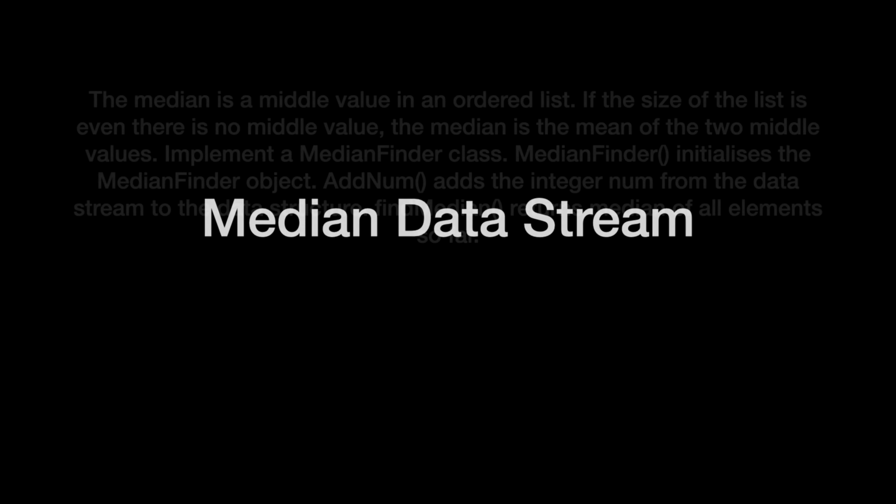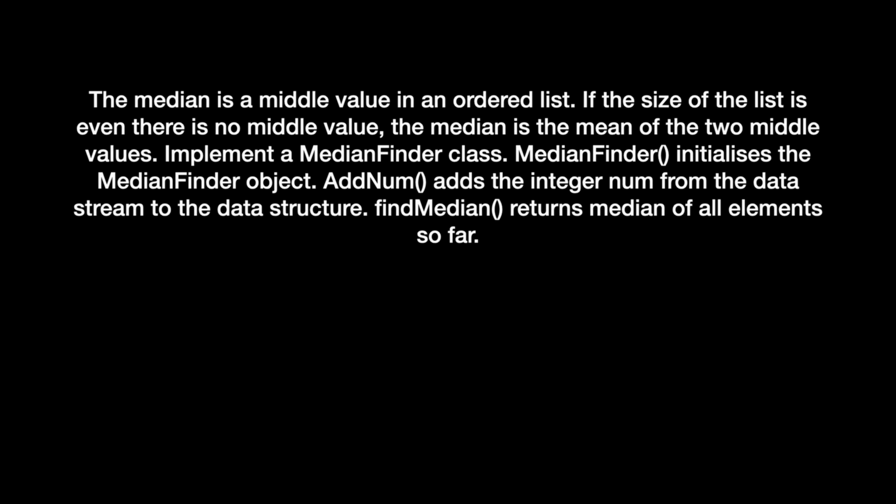Another question. And the question in question is going to be median data stream, right? So the median is the middle value of an ordered list. If the size of the list is even, there is no median value, so you get the median by getting the mean of the two middle values. So we're supposed to implement a median finder class, and you're given the methods.